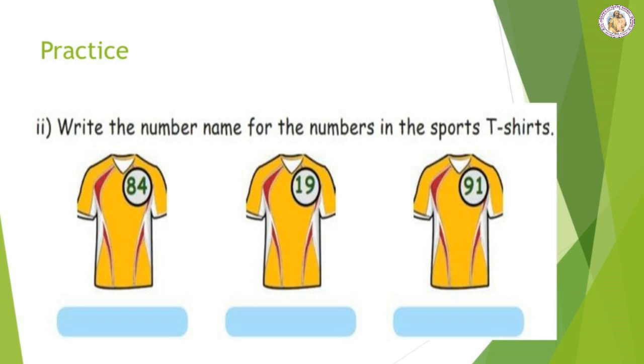Are you ready to write the number names for these t-shirts? The first one is 84. E-I-G-H-T-Y 80, F-O-U-R 4, 84. And the second one is 19. N-I-N-E-T-E-E-N 19. And the third one is 91. You know the spelling of 90, right? N-I-N-E-T-Y 90, O-N-E 1, 91.